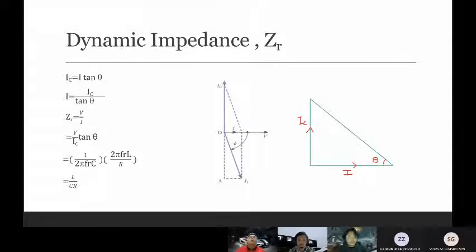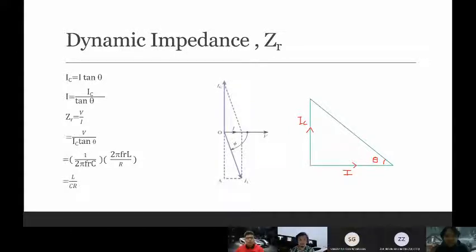We substitute everything with 1 over 2 pi FR C times 2 pi FR L over R. Then we cancel out the 2 pi FR part from both sides. So we get the last formula, which is L over CR. That's all from me. Thank you.